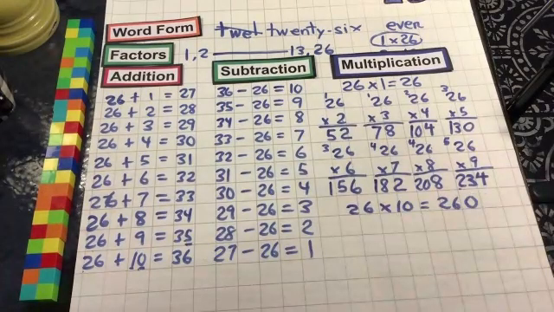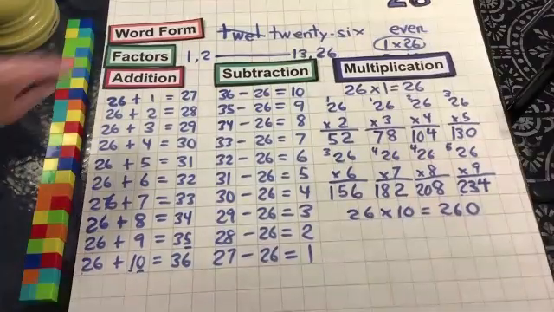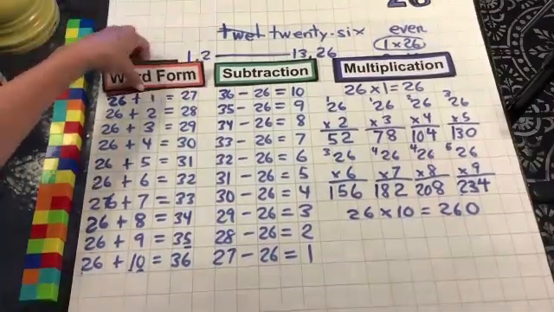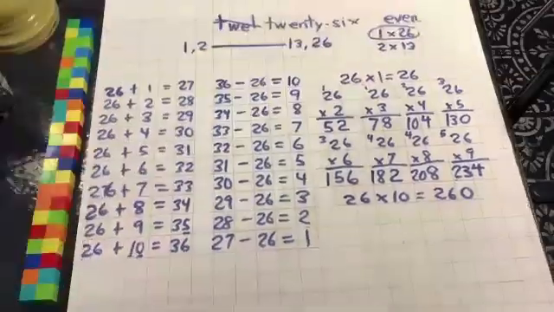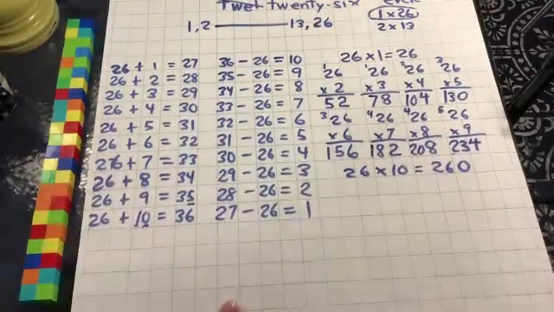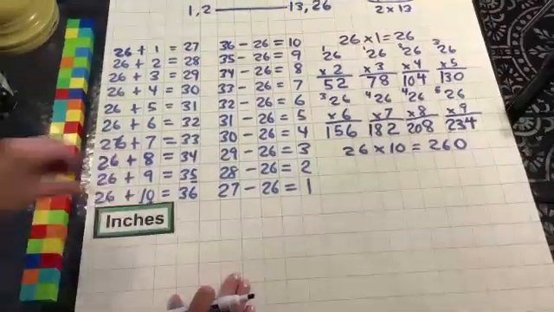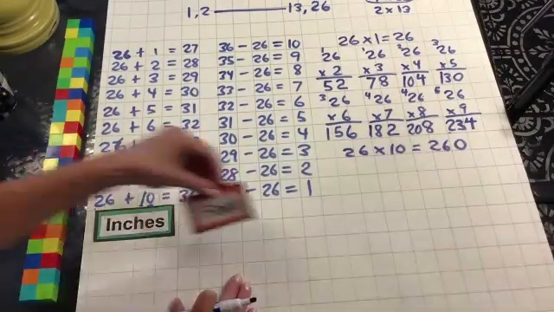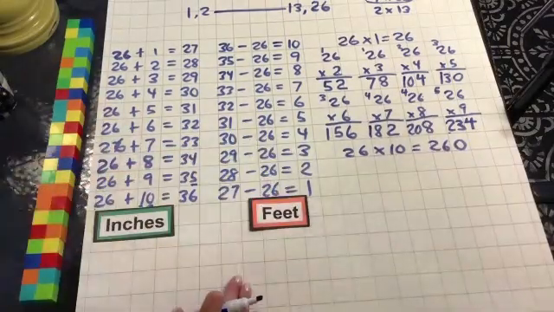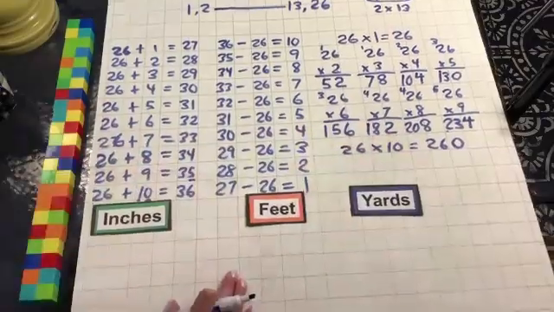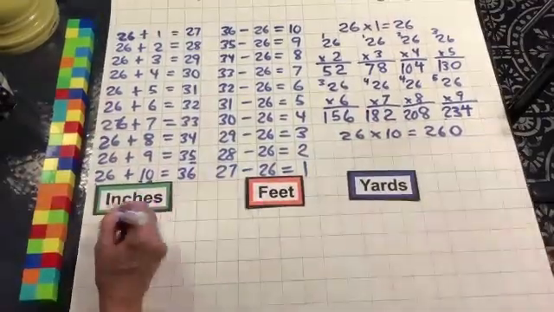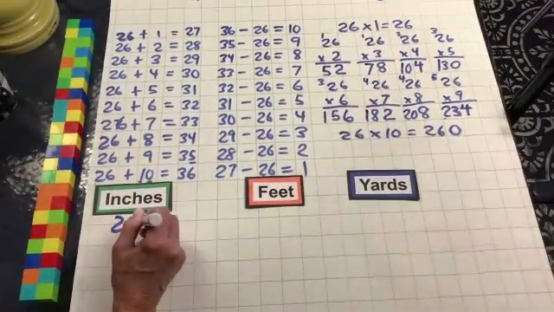All right, hopefully you followed along, check your answers, and let's move on to our measurement for today, which is linear measurement in standard form: inches, feet, and yards. So let's try that out. Today, our number is 26, so 26 inches.